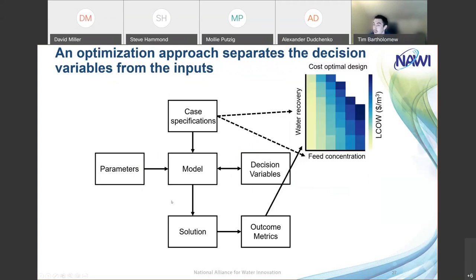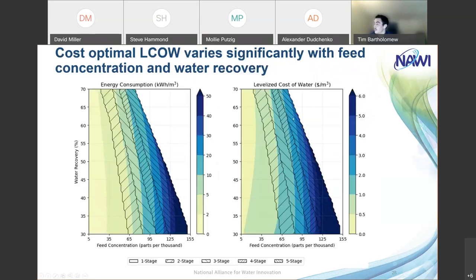And if we do this type of approach, we can do what I shared before, where instead of varying decision variables, now you vary case specifications like feed concentration and water recovery, and you can plot an outcome metric. And this really expands the analysis greatly, because now we can assess a technology over its full application space.